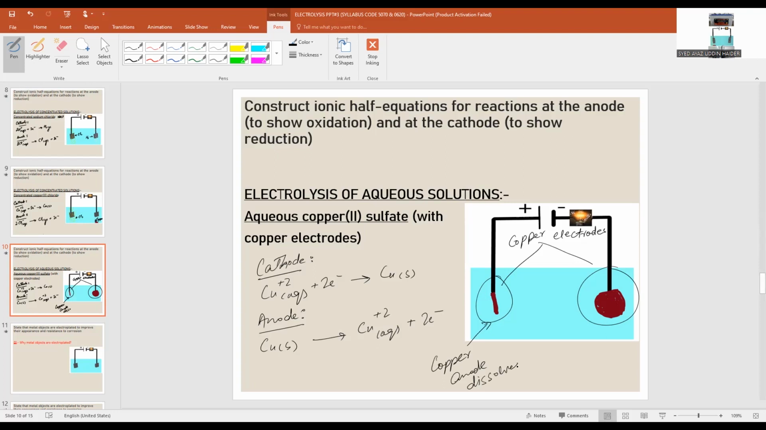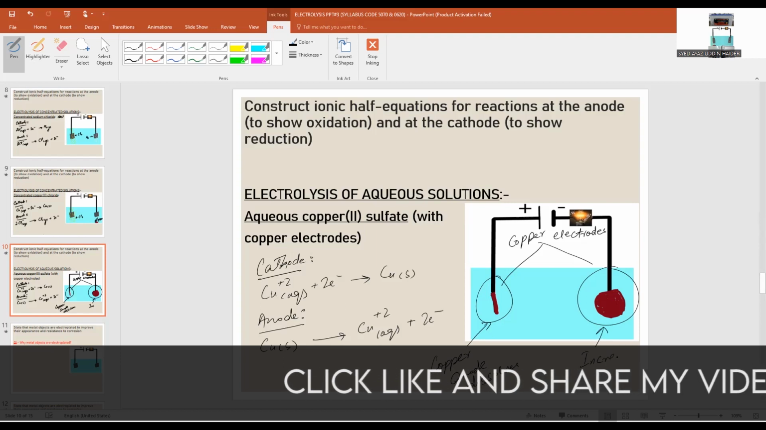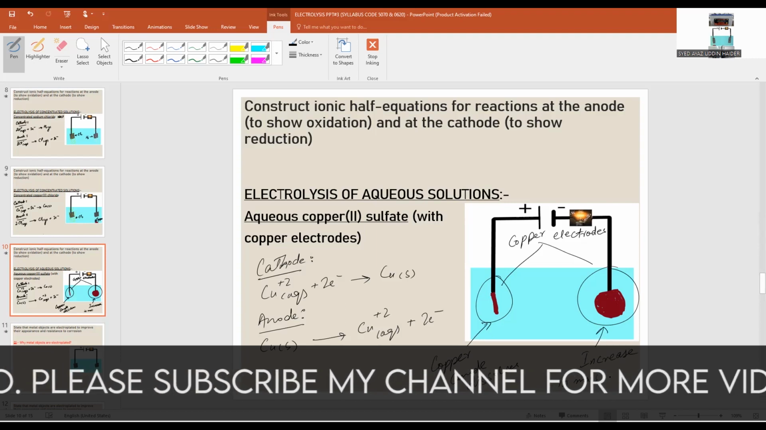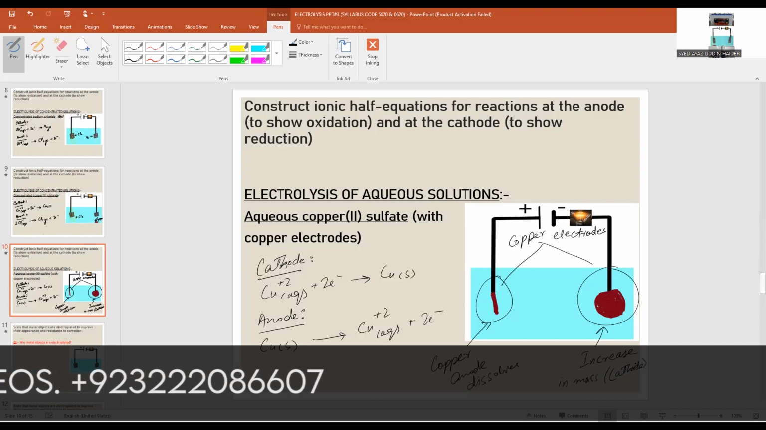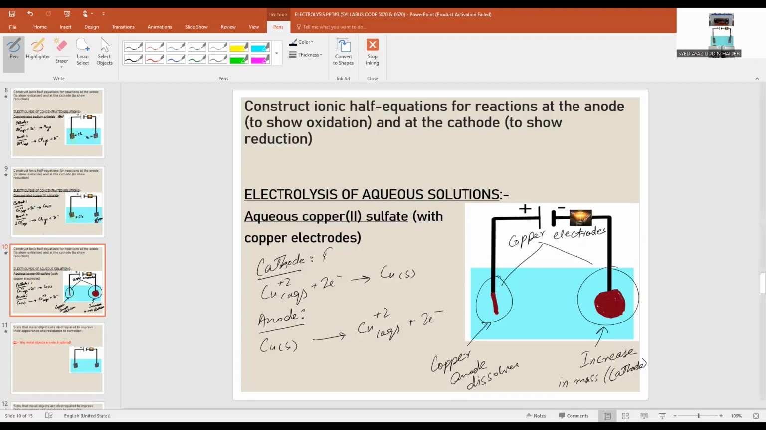And there's an increase in mass of the cathode. Remember, at the cathode there is reduction and at the anode there is oxidation.